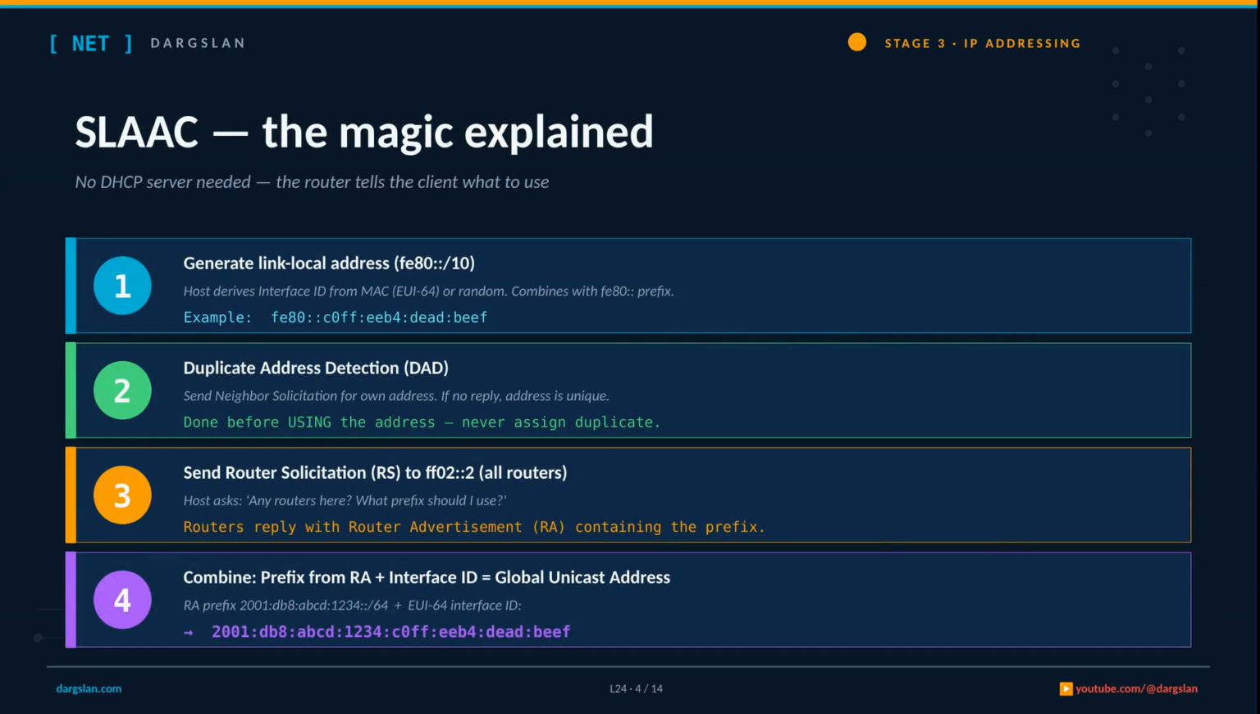So let's unpack that magic. SLAAC happens in 4 steps. First, the host builds itself a link local address using the FE80 prefix and an interface ID derived from its MAC, that's the EUI-64 trick, or a randomized value for privacy. Second, it runs duplicate address detection, basically shouting, "Is anyone already using this?" before claiming it. Third, it sends a router solicitation to the All Routers multicast group, asking what prefix lives on this link. And finally, it glues the prefix from the router advertisement onto its interface ID, and just like that, it has a globally routable address. No DHCP server in sight.